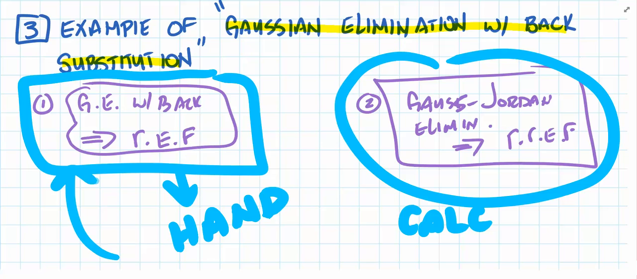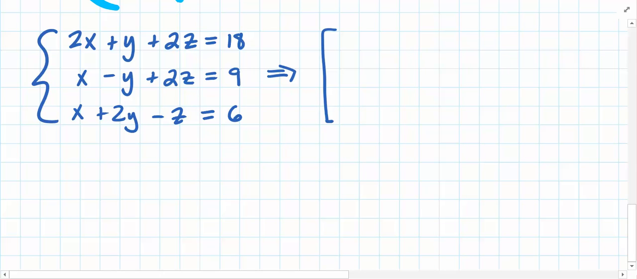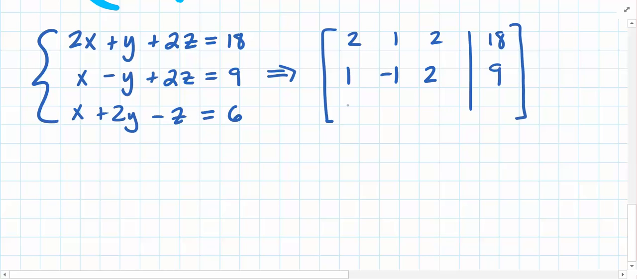So what we're going to do now is Gaussian elimination with back substitution. The first thing we're going to do is take our system and turn it into an augmented matrix. I would have 2, 1, 2, 18. Then 1, -1, 2, and 9. Then 1, 2, -1, and 6. Did I do that correctly? Check, make sure I did it right.